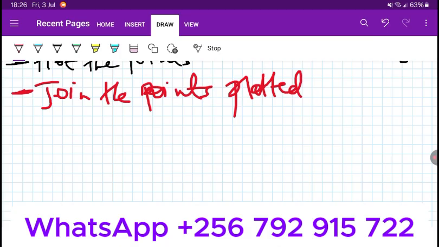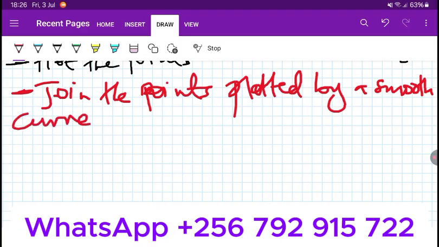Join the points plotted by a smooth curve. I have to write this because someone may use a ruler and they just draw lines. We don't use line segments, but we use a smooth curve.